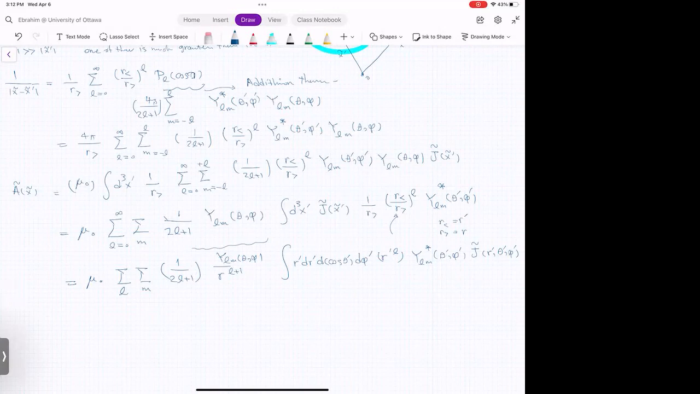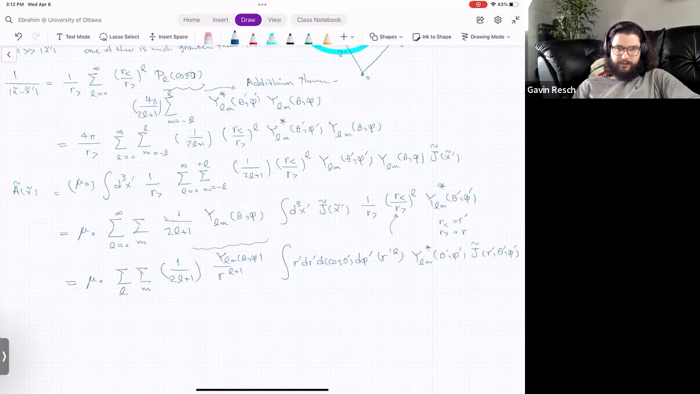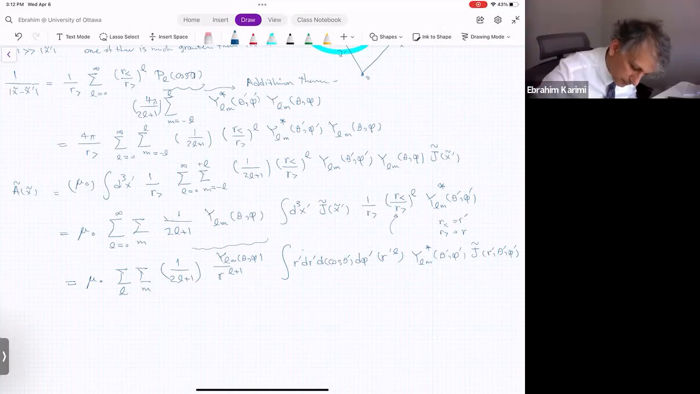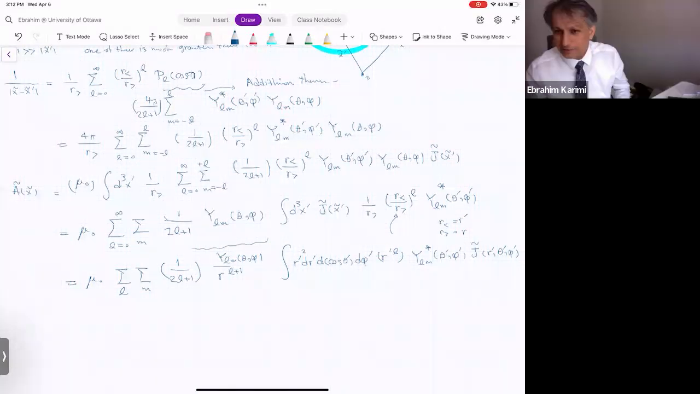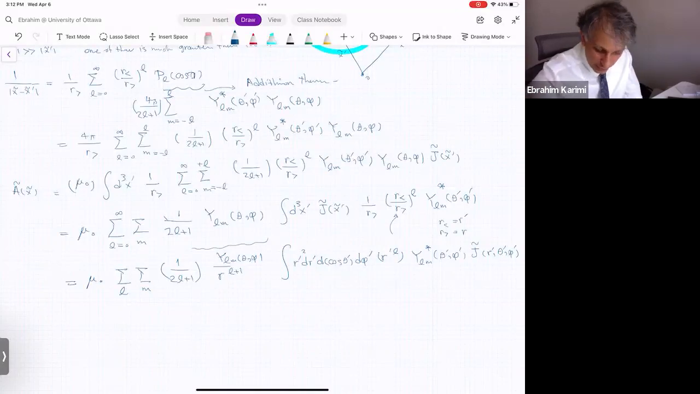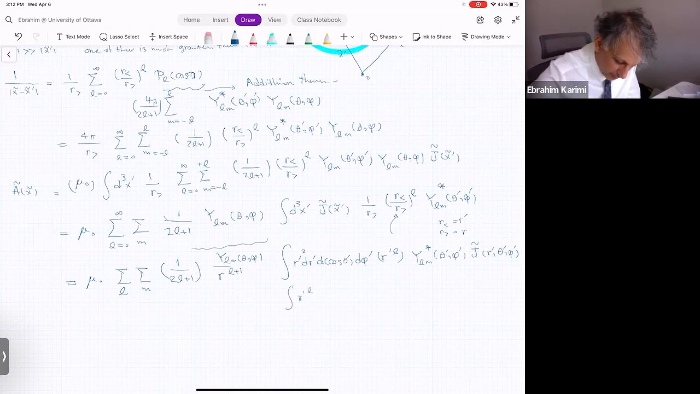Should it be r prime squared though? Because it's r squared sine theta. Yes, that will be r prime squared. Yes, thank you. The dimension should be r to the power of 3, right? Yes, thank you. That's correct. So this is what we do, and we obtain that. So that will be essentially r prime to the power of L plus 2, dr prime, and then we have d of cosine of theta prime, d phi prime.